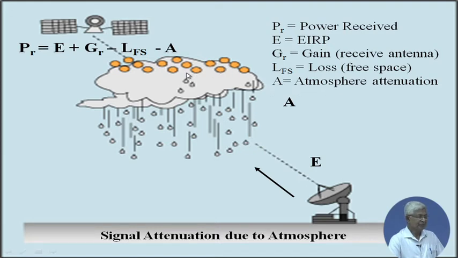But then in addition to attenuation, there is a polarization change also. The water content or raindrops will absorb some electromagnetic energy. Also it will rotate the polarization. Because of that also there will be some loss. Let us look at those things slightly in detail.